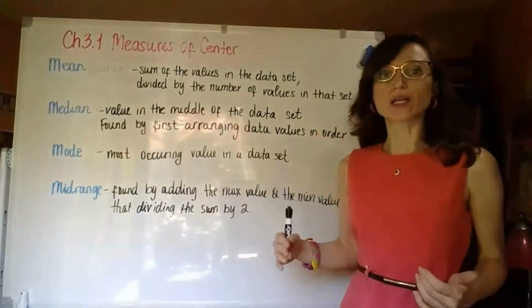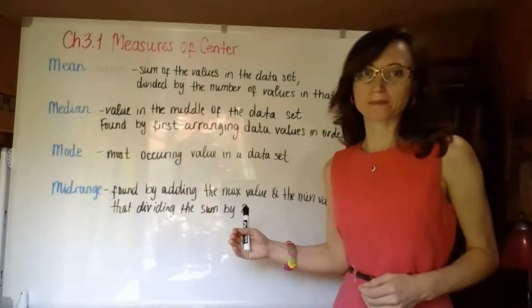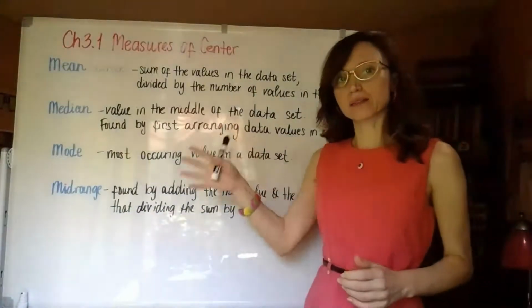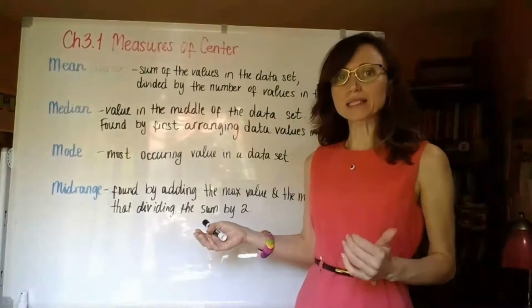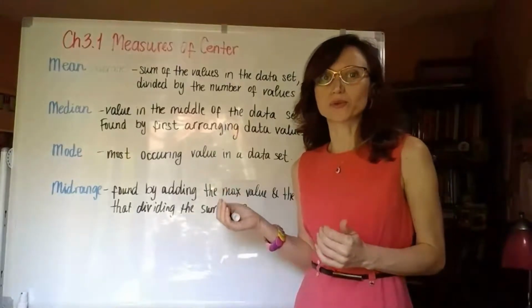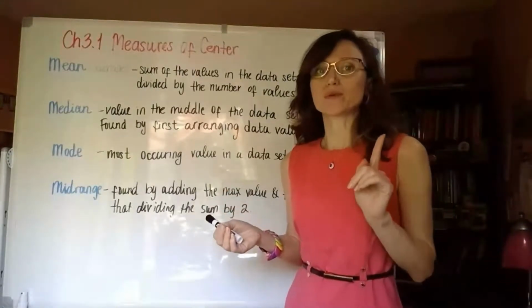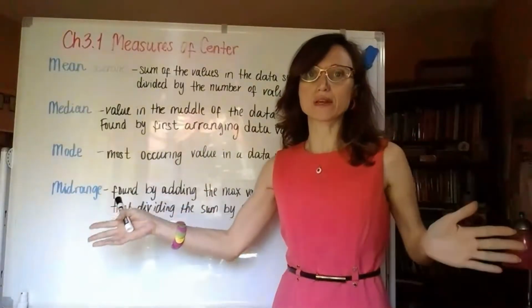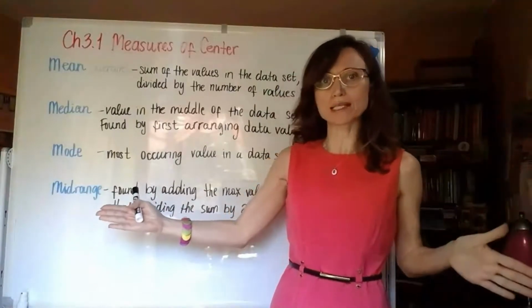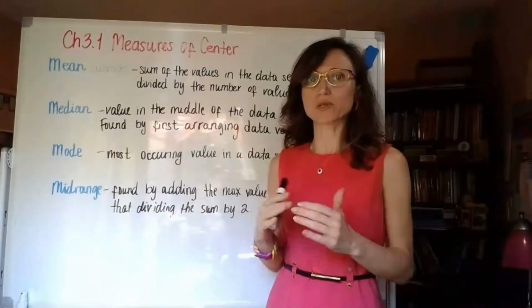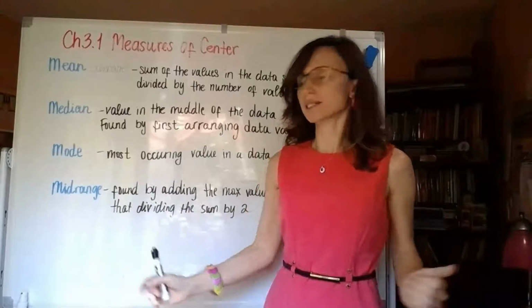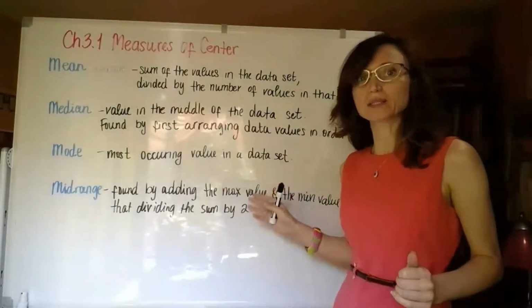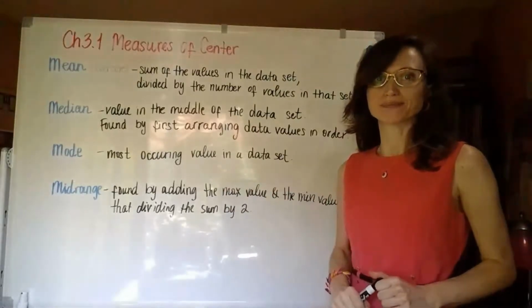Mode is the value that occurs most often. Midrange is found by adding the minimum value and maximum value, and dividing by 2. Don't confuse it with the range. It's not the same as range. Range shows how wide the data set varies from minimum to the maximum. Range is the difference between the minimum and the maximum. And midrange is found by adding the minimum and the maximum and dividing by 2.